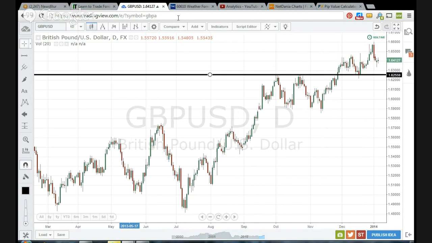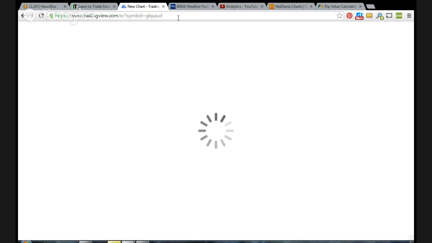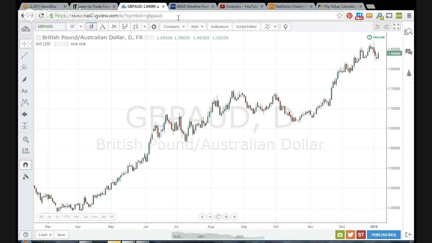Let's see what pound Aussie looks like. Same scenario, not enough of a pullback. We saw this on Euro Australian dollar, excuse me. A lot of it is I just want to see more of a pullback.